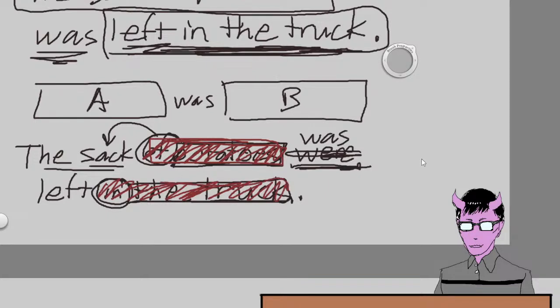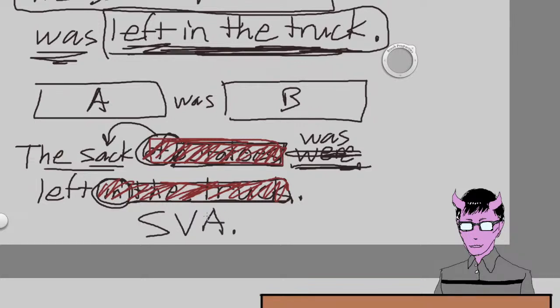So your basic sentence runs as subject, verb, adjective. So this is the subject. This is a linking verb. Linking verbs can have subjects or they can have adjectivals. So left is an adjective.